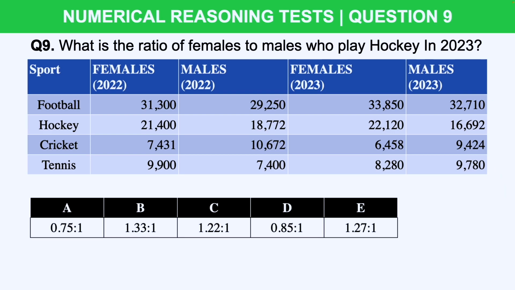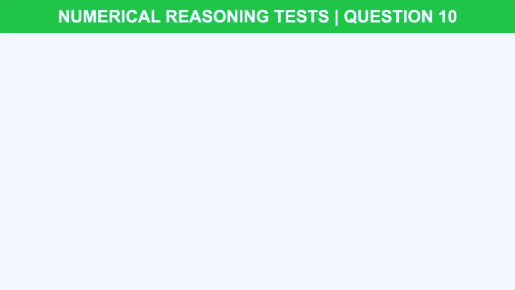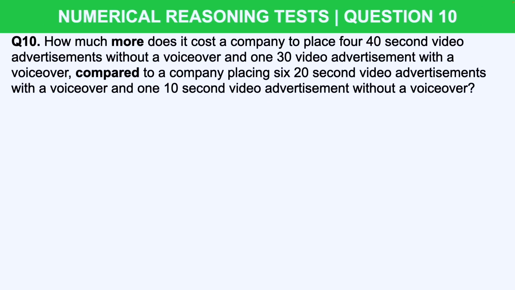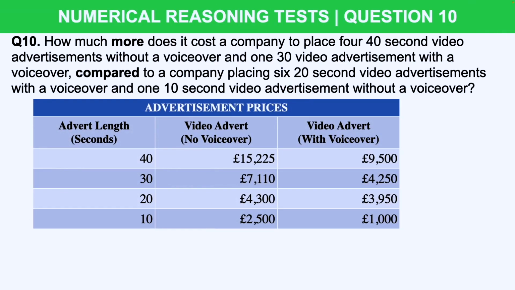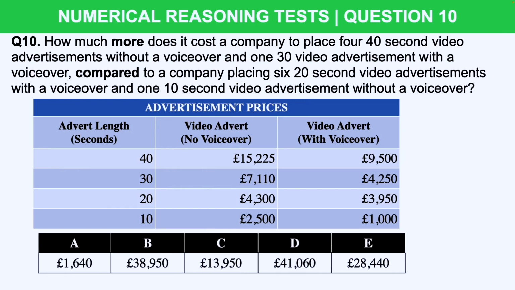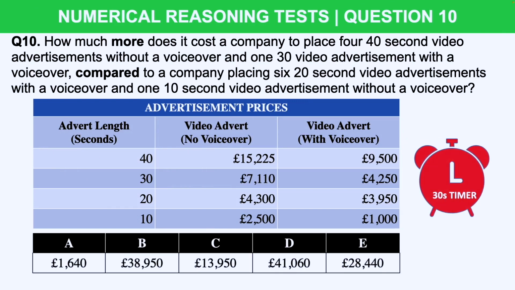Okay, brilliant. Let's take a look at question 10, another data interpretation question. Question 10 is this. How much more does it cost a company to place 4 40-second video advertisements without a voiceover and 1 30-second video advertisement with a voiceover, compared to a company placing 6 20-second video advertisements with a voiceover and 1 10-second video advertisement without a voiceover? Wow, that's a lot of information to take in. Here are your answer options. 30 seconds on the timer, starting now.